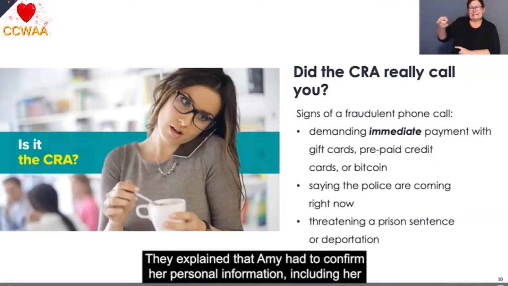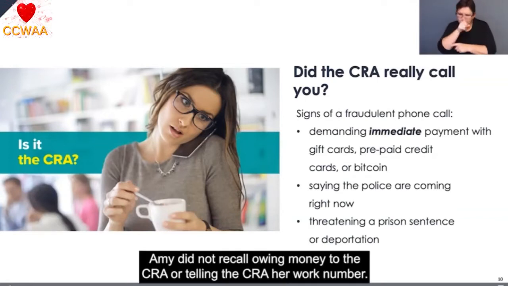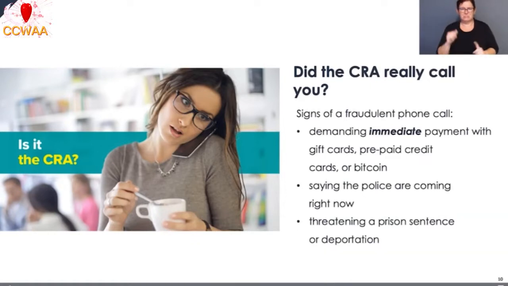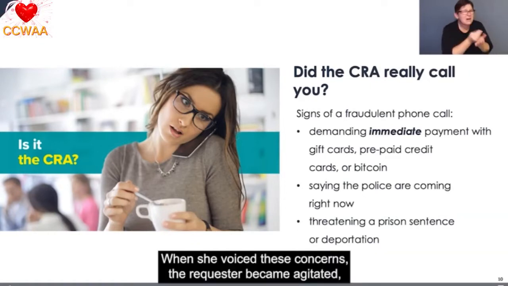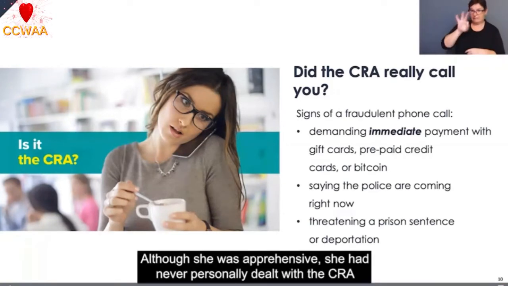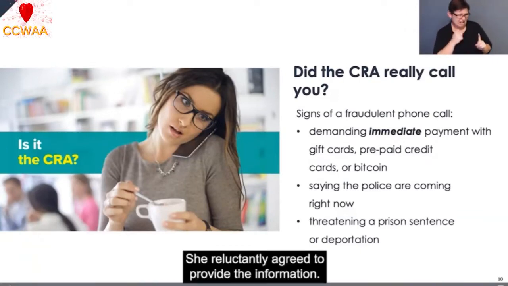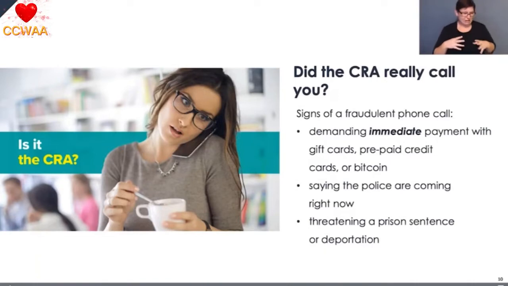They explained that Amy had to confirm her personal information, including her birth date and bank account number, to sort out the debt with a repayment plan. Amy did not recall owing money to the CRA or telling the CRA her work number. When she voiced these concerns, the requester became agitated and warned Amy there would be consequences if she did not cooperate. Although she was apprehensive, she had never personally dealt with the CRA and assumed the request was normal. She reluctantly agreed to provide the information.